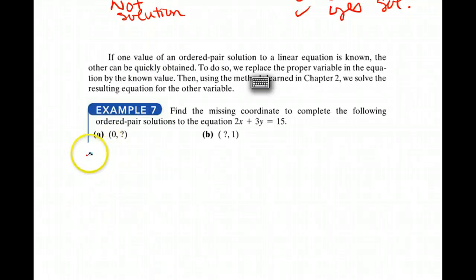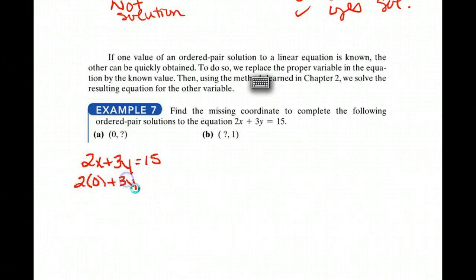We're going to start with our equation. We have 2x plus 3y equals 15. They gave us 0, question mark. That means that we were given the x value, but we do not know the y value. So we're going to replace the x value with 0, and now we're going to solve for y so that we can figure out the y value from our ordered pair.